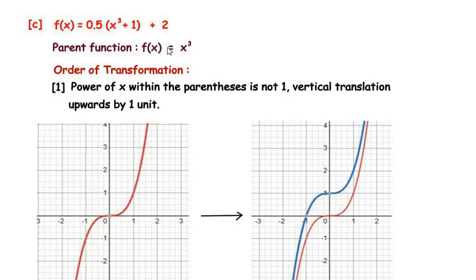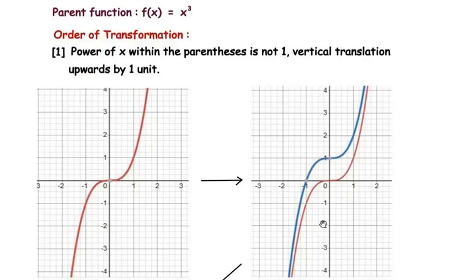So f(x) = x^3. The cubic graph looks this way. We have drawn the parent function over here. Now applying the order of transformation, step number 1 is to check the power of x within the parentheses. The power of x over here is 3, not 1. So this becomes a vertical translation. We have to translate this original parent function upwards by 1 unit.